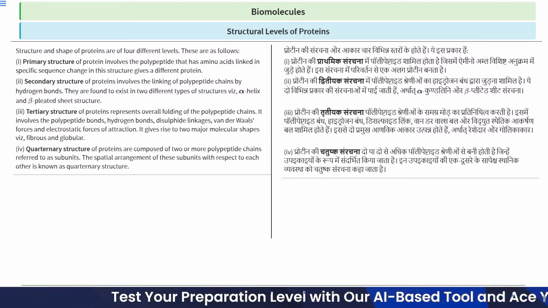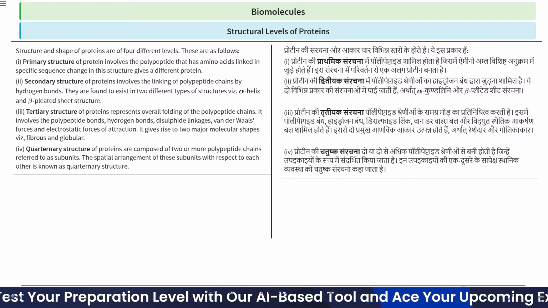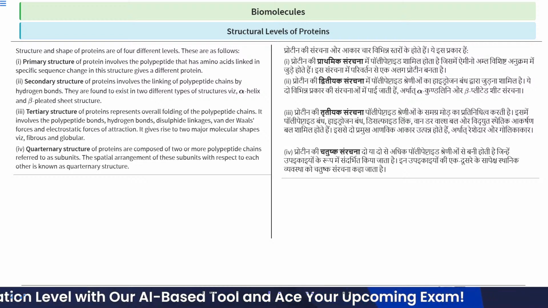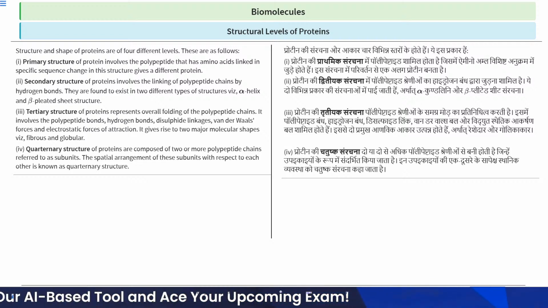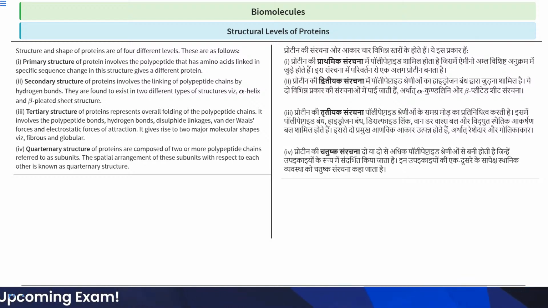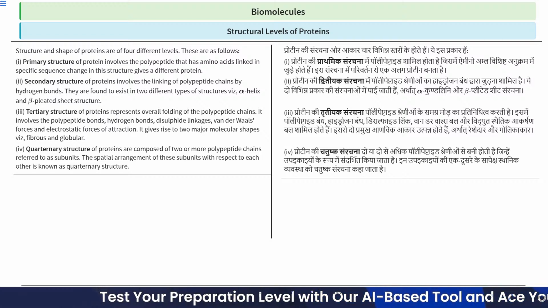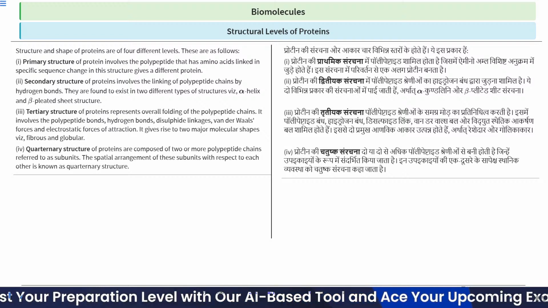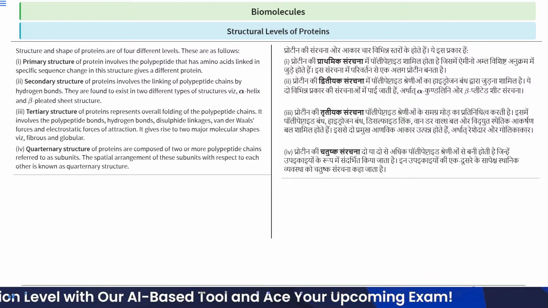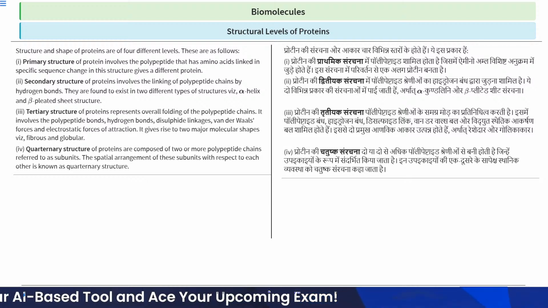Fourth one is quaternary structure. Quaternary structure of proteins is composed of two or more polypeptide chains referred to as subunits. The spatial arrangement of these subunits with respect to each other forms the quaternary structure of the protein.